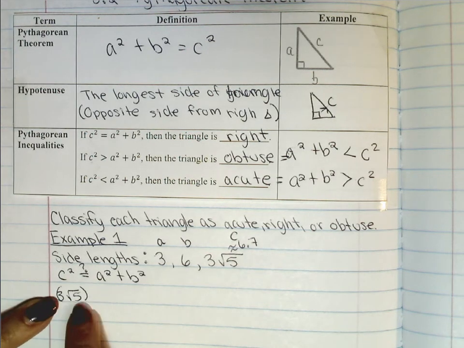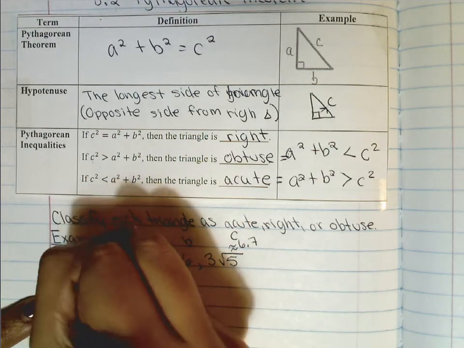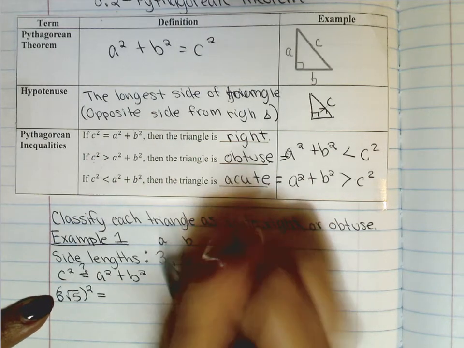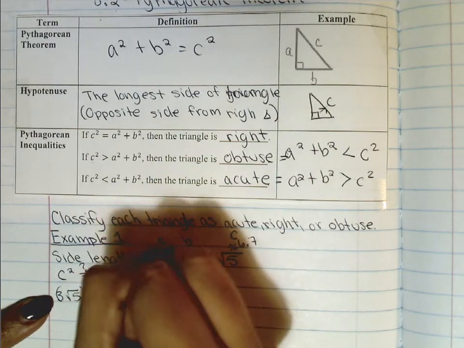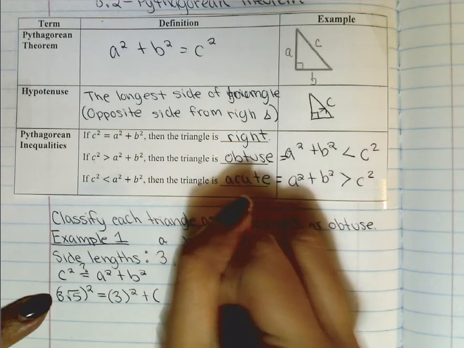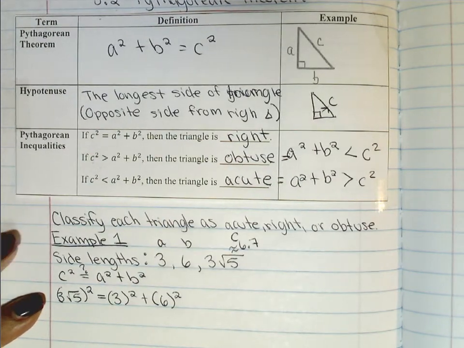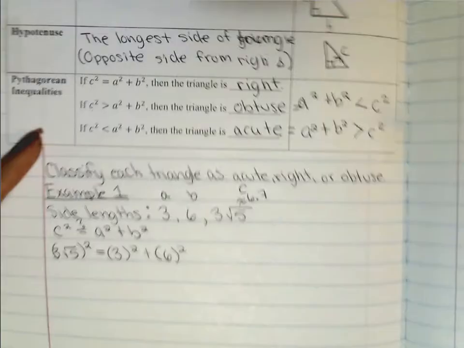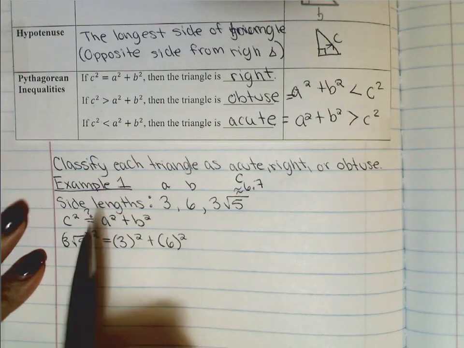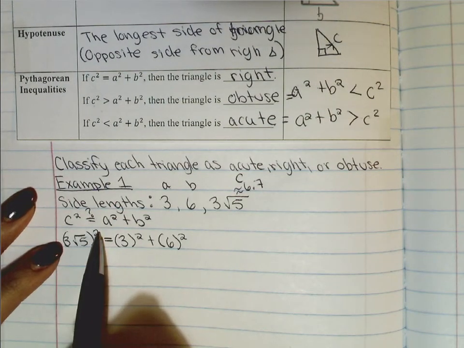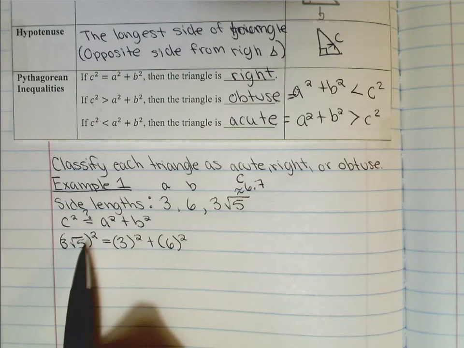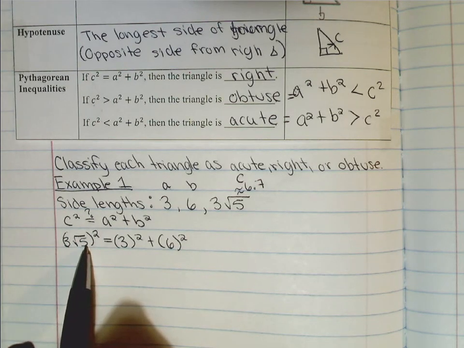So I'm going to have 3 square root of 5 squared equals, the a is 3 and the b is 6. So I just plugged in, and I'm just going to evaluate each side. So remember, 3 squared, that is 9, and then times 5, that's 45.